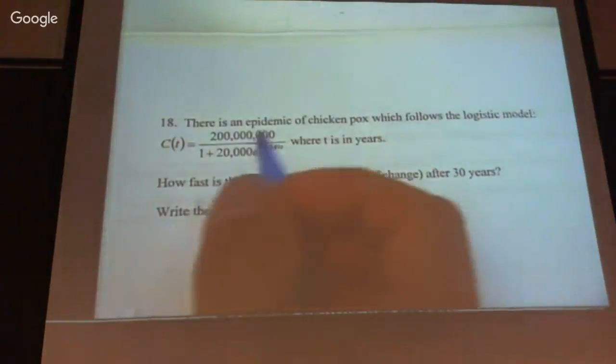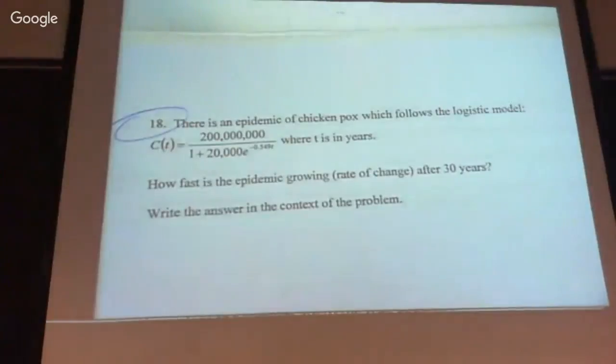18, most likely 18 will not be on the test, so I wouldn't stress about 18. 18 is kind of like the one we did today. If you studied everything and you want a harder one, 18 would be your harder one. It probably won't be on the test. I wouldn't worry too much about that.